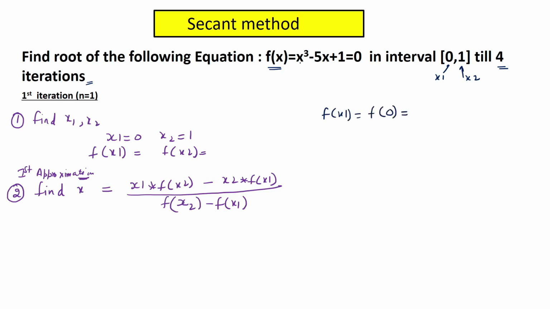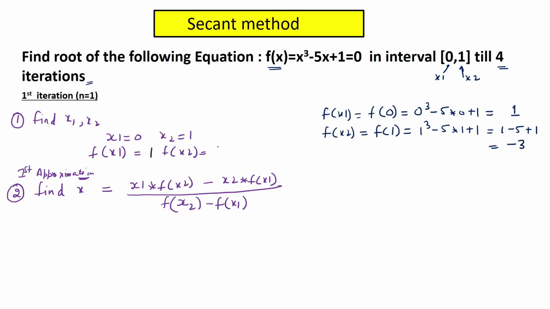If we put 0 in this given equation, we will be getting 1 as the answer. And if we put the next value, that is f of 1, we will be getting minus 3 as the answer. Now we have all the values: f of x1 is 1 and f of x2 is minus 3. Now we can put all these values. As we did in the regula falsi method, you have to multiply this with this and this x2 with the f of x1, as we can see in this formula also. So let's put all these values in this formula.